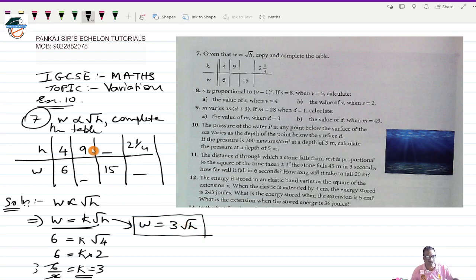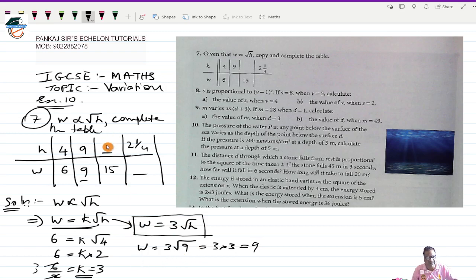The first one is when H is 9, what will be W? I'll use this formula. W will be equal to 3 root of H, and H is 9. So this will be 3 times 3, which is equal to 9. So W will be 9. So here the answer will be 9.